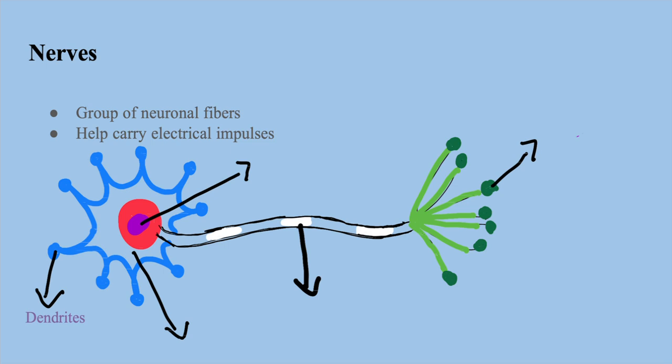So the first part we have are dendrites, which are the little spiky things on the end. Then we have the cell body, which is covering or providing a shield for the nucleus. And the white part in the center is known as the myelin sheath. And the green spikes at the end are known as the axon terminals.